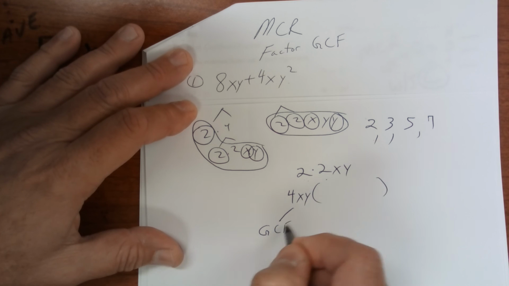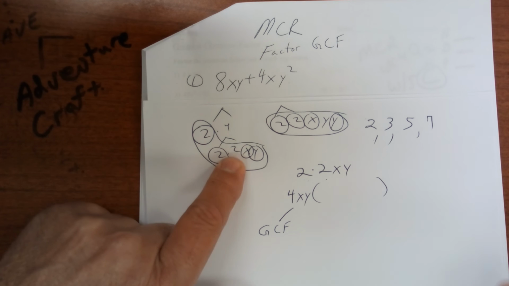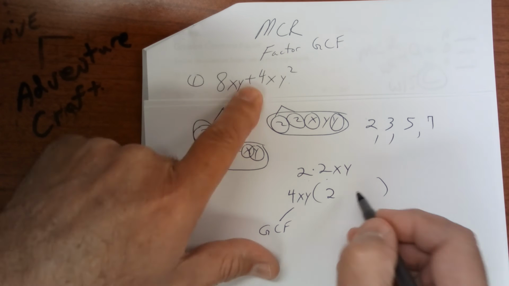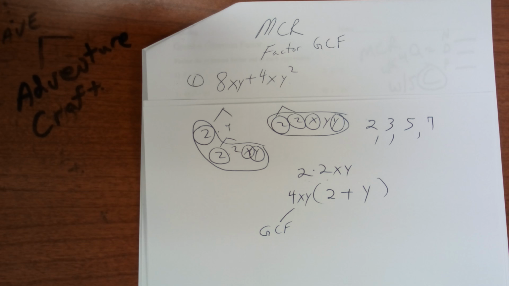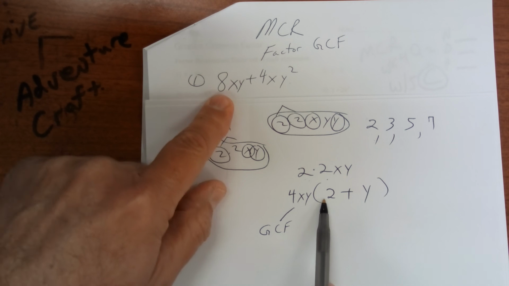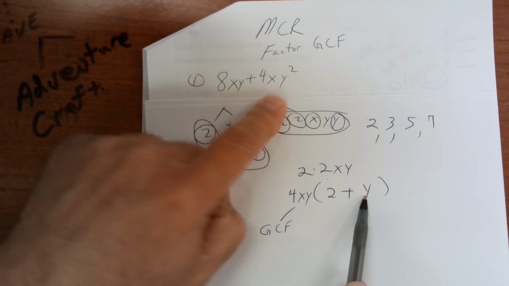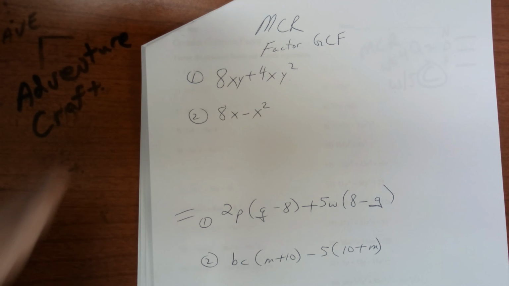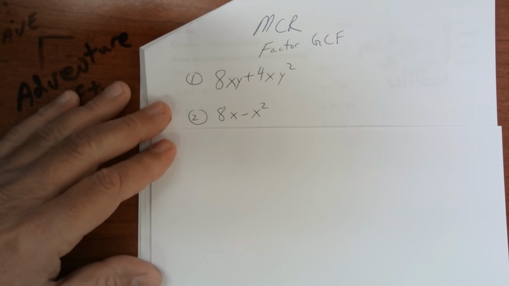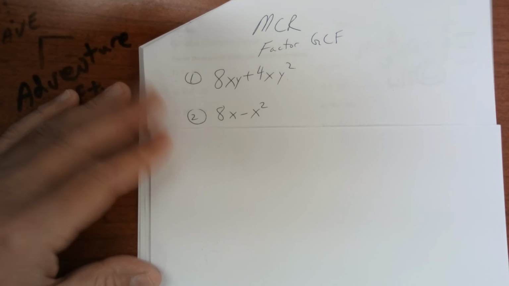And then finally, what's left here is a 2. There's a plus sign. And then what's left here is a y, and you're done. And you can check it. This times this should be that. And this times this should be that. And it is. All right, the next one works the same way, so I'm not going to do it, to save a little time here. On a new sheet of paper, copy down these.